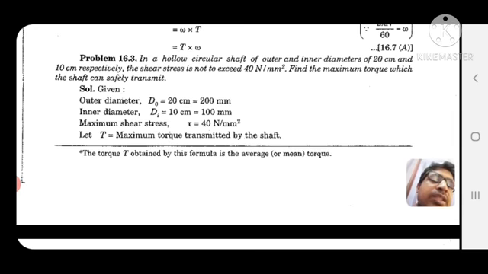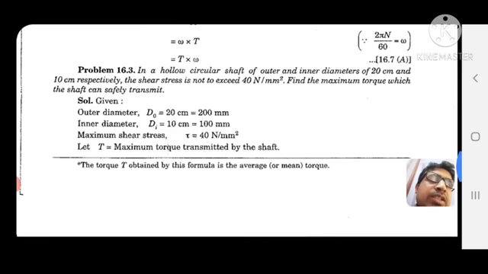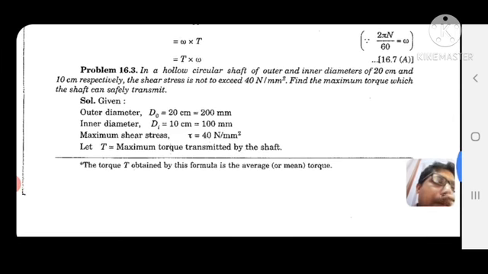So the outer diameter D0 is equal to 200 millimeter. Inner diameter Di is equal to 100 millimeter. Maximum shear stress tau is equal to 40 Newton per millimeter square. T is equal to the maximum torque transmitted by the shaft.